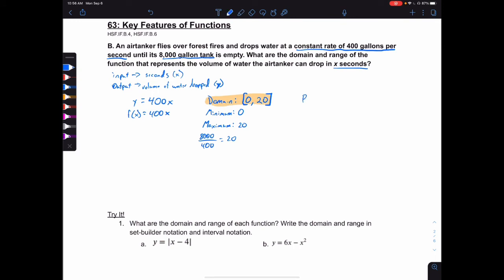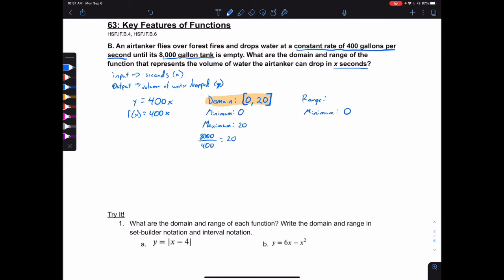Now we need to look at the range. And the same thing, we need to find a minimum and maximum. Remember that the range is the amount of water that we've dropped. So the minimum, what's the least amount of water that we can drop? Well, we can drop 0 gallons of water, right? We don't actually have to drop the water. I mean, we should if there's a forest fire, but the minimum would be 0. It is possible to drop 0 gallons of water.